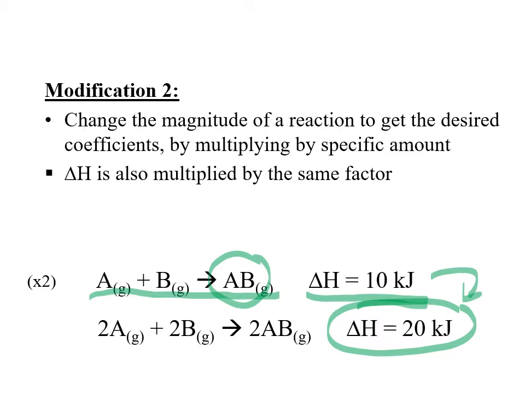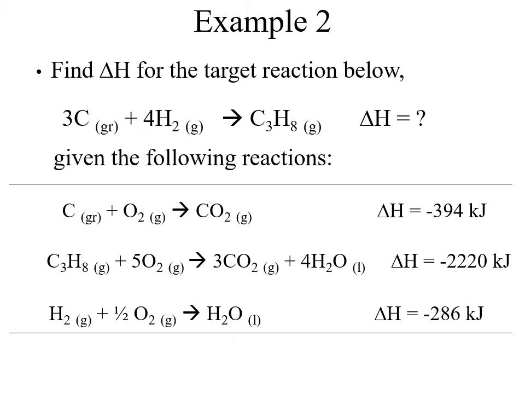And again, why we'd want to do that is maybe we have a particular target reaction that has a certain coefficient in front of the species. And so we'd multiply the entire reaction by that coefficient, including the delta H, so that we would get to our target reaction. So let's try this one out.